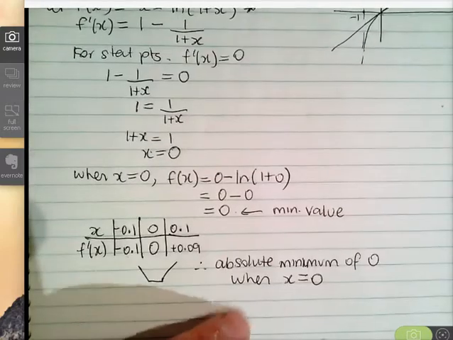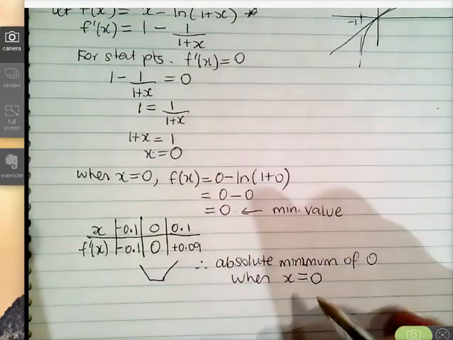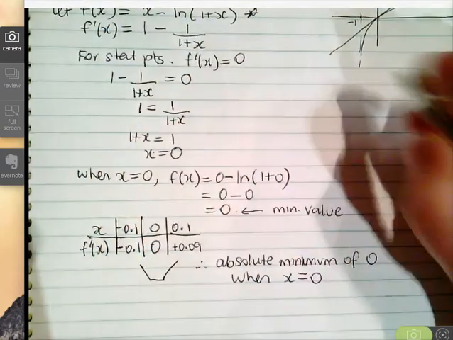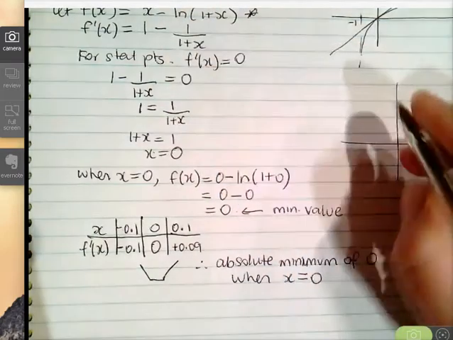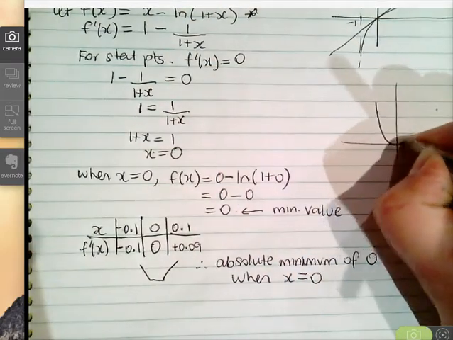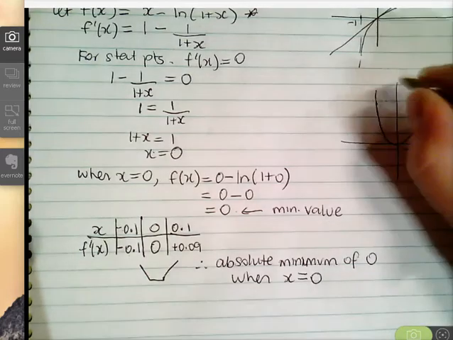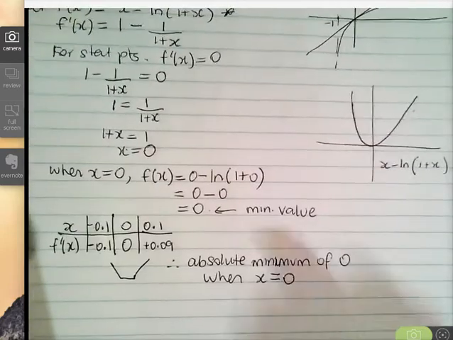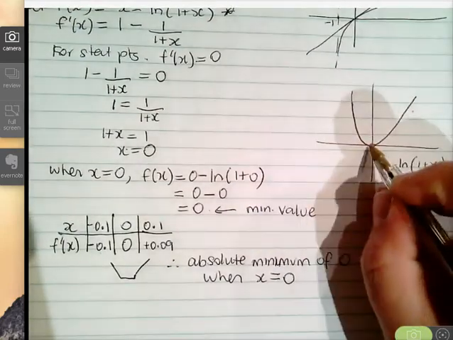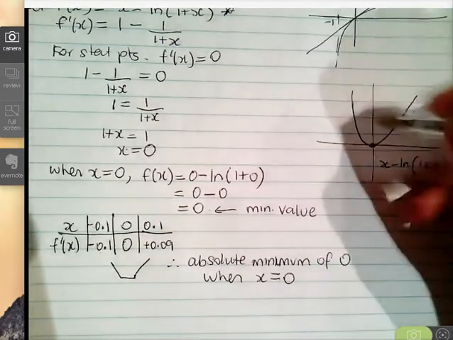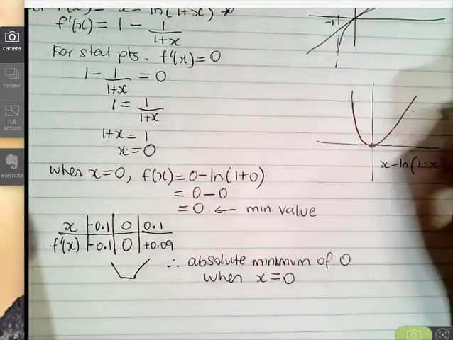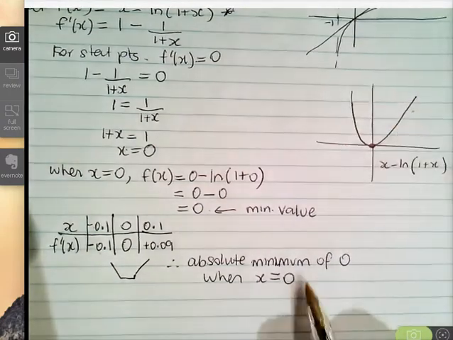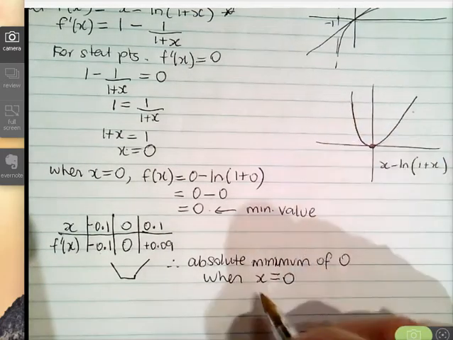So we've got an absolute minimum of 0 when x is 0. If I look at the function x minus ln(1 plus x), it will look something like this. Because there is only one minimum, and the minimum value is 0 when x is 0, the function will look something like this. I'm not sure exactly how far these will come out or how low that is or how steep. It doesn't matter. You just know that you've got a minimum, and the minimum value is 0 when x is 0.